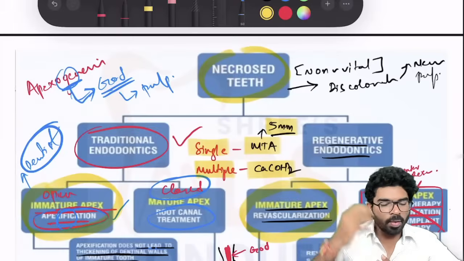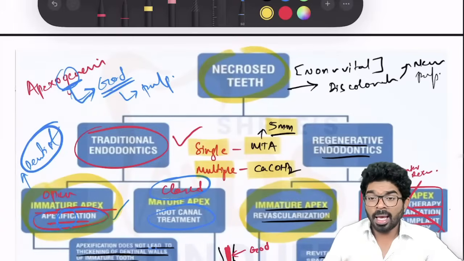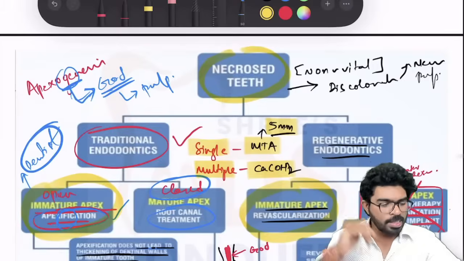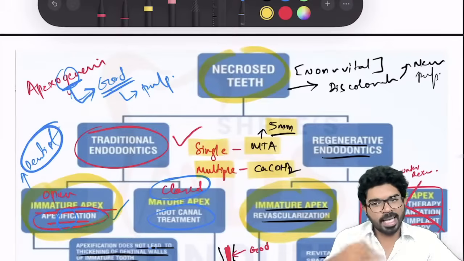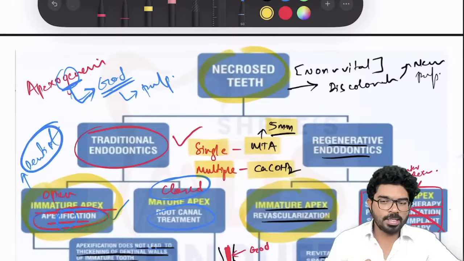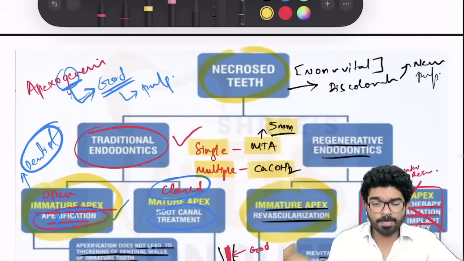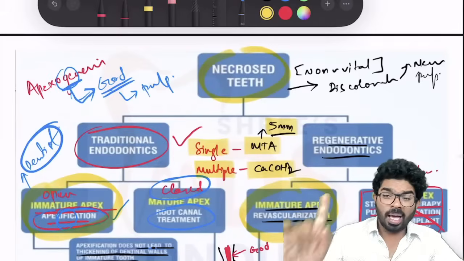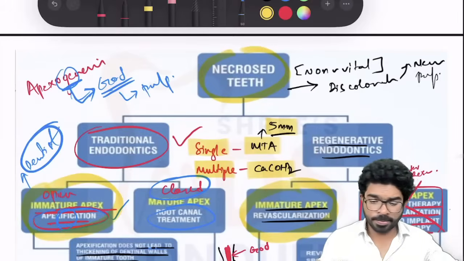Whenever God is there, closure of apex is going to happen. The closure of apex is called apexogenesis. Apexogenesis is not a treatment. It is the outcome. What is your treatment? In these two scenarios, one treatment is direct pulp capping. That's a vital procedure. Second treatment is pulpotomy. That is also a vital procedure. Outcome of these two procedures in this particular patient is closure of apex, that is called apexogenesis. I hope this is clear, with which I'll be moving ahead.